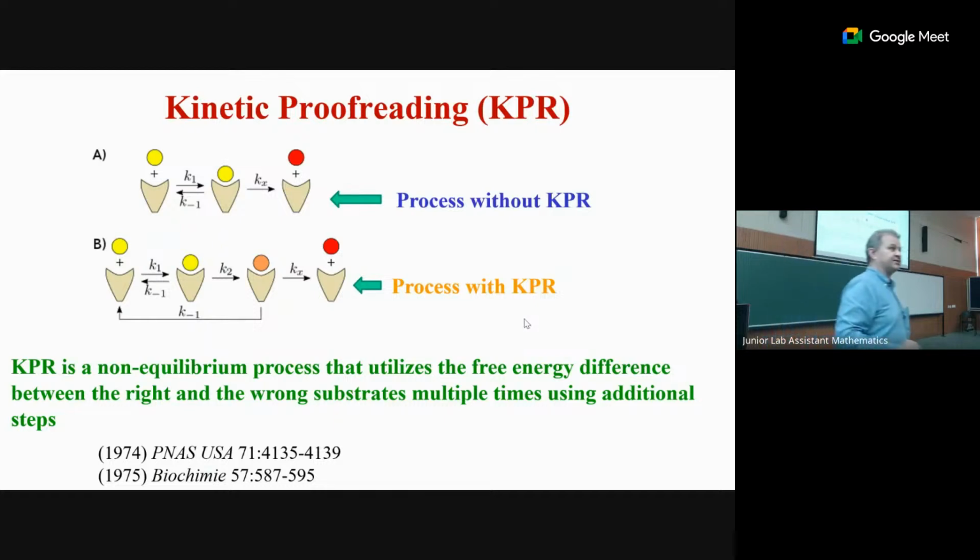Somebody asked me about stochastic resetting. That's an example. And that's the way to correct it. If you put a wrong substrate here, this is the way you can correct it. This is the possibility of correcting. So this kinetic proofreading, KPR, I'm sorry, I'm using these abbreviations. It's a kinetic proofreading. It's a non-equilibrium process that utilizes this free energy difference. So it uses the free energy difference between right versus wrong substrate to do this work here.